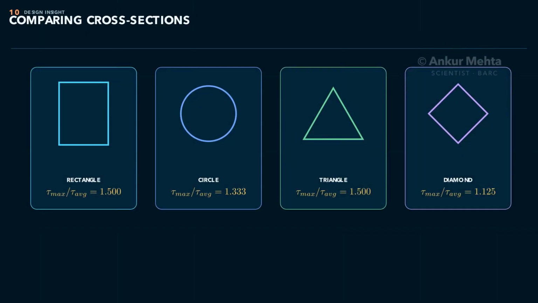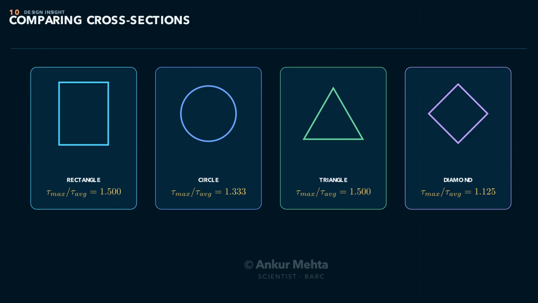Compare equal average stress values. A rectangle reaches 1.5 times average. A solid circle reaches 4/3. A triangle also reaches 1.5, although its maximum is not at the neutral axis. A diamond reaches 9/8 at two symmetric points.